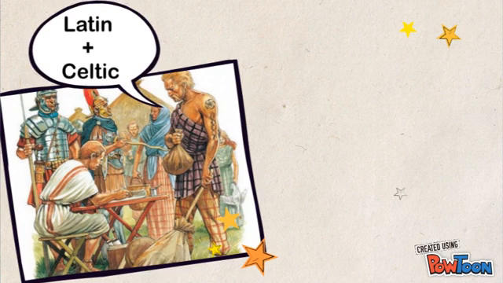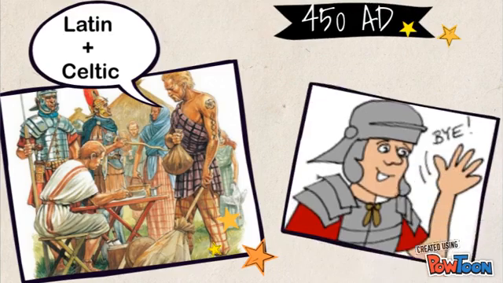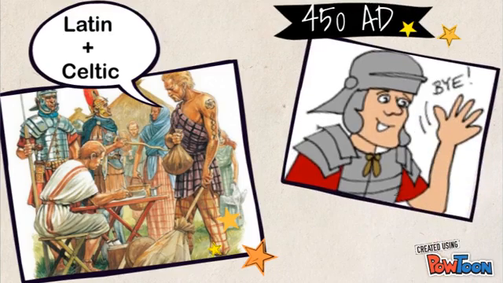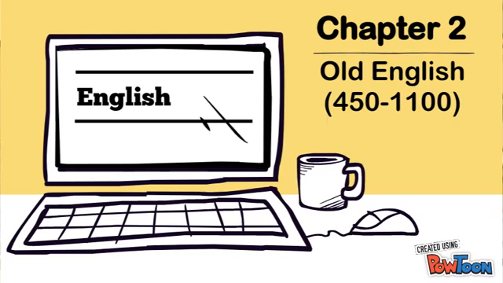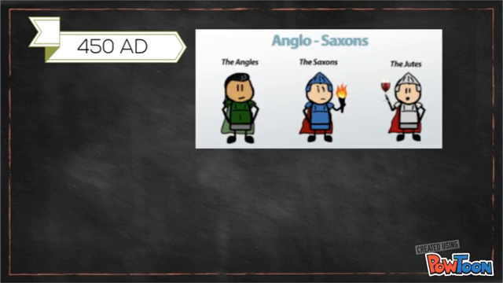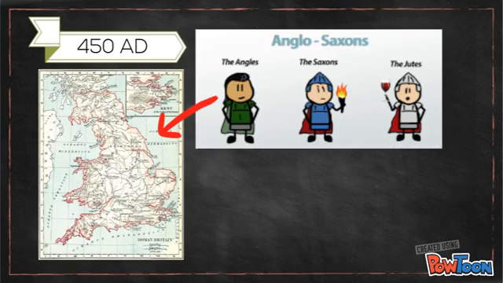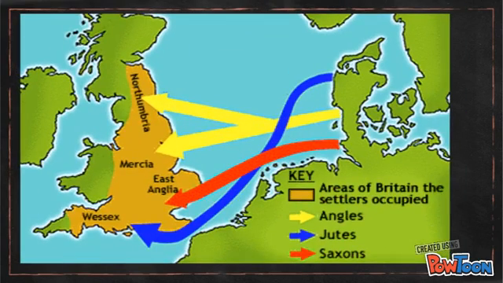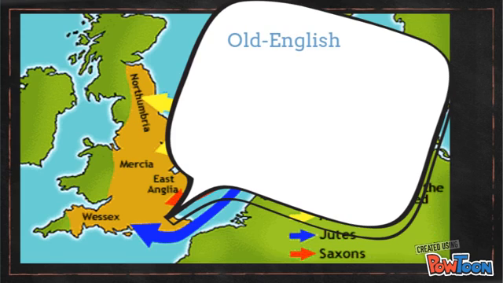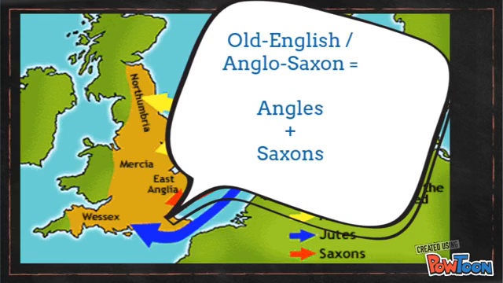So we cannot talk about an English language until the 5th century, after the Romans left the island, and then is when the Old English period starts. In 450, three Germanic tribes, the Angles, the Saxons, and the Jutes, came to Britain and pushed the native peoples out of England. Through the years, these three tribes mixed their different dialects and formed a language which is known as Old English or Anglo-Saxon.